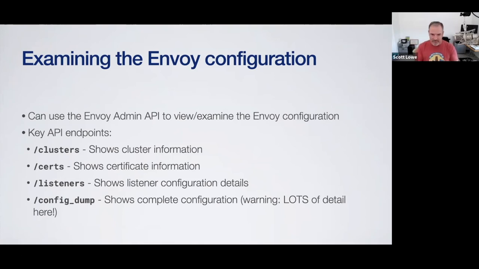There are some key endpoints for the admin API, and I have them listed here. You can look at the slash clusters endpoint. It'll show you cluster information. Remember that clusters represent destinations for Envoy. Slash certs will show you certificate information, so if you're having Envoy do TLS authentication, that kind of stuff. Slash listeners will show you the listeners, which is how data gets into Envoy. And then we have config dump, which is the complete view of what Envoy is doing.